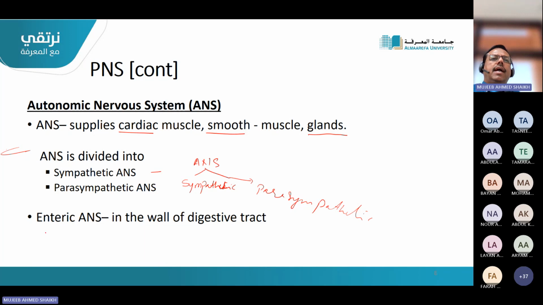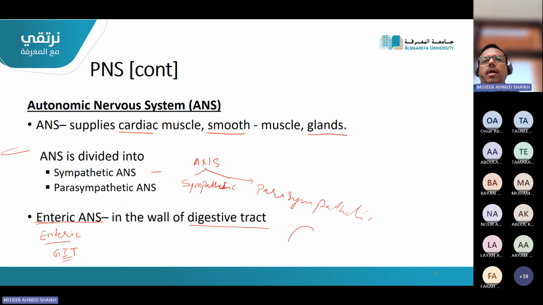Some authors say that there is one more system which can be a part of the autonomic nervous system. We call it the enteric nervous system. Enteron or enteric. What do you understand by enteron or enteric? No, this is related to the gastrointestinal system, the GIT. It is the one which is controlling the contraction of the GIT.